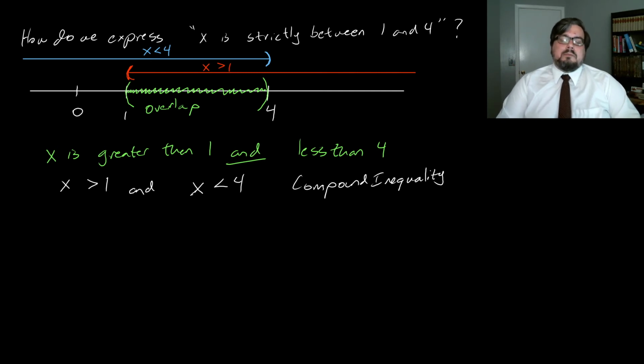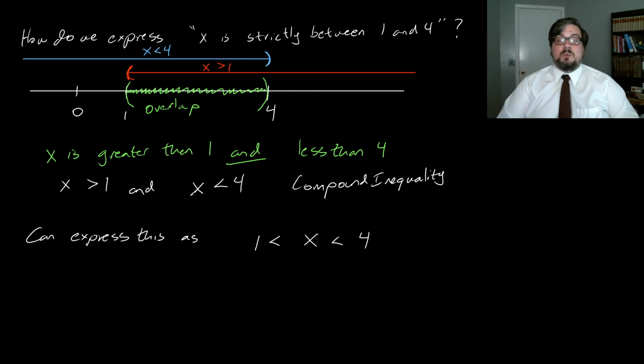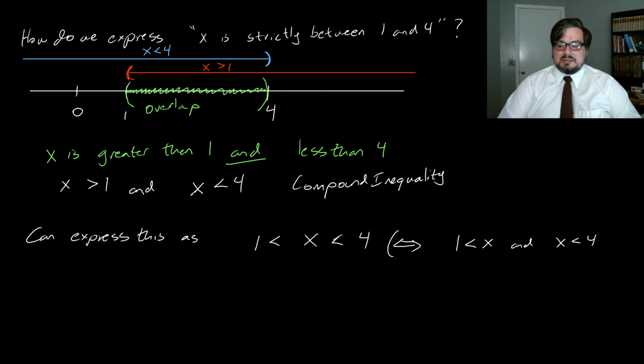Now, many compound inequalities can be simplified. We can also express this as the following. x lies between 1 and 4, or in other words, 1 is less than x, and x is less than 4. So this is just another way of saying 1 is less than x, and x is less than 4.